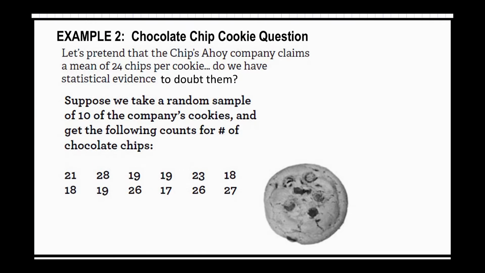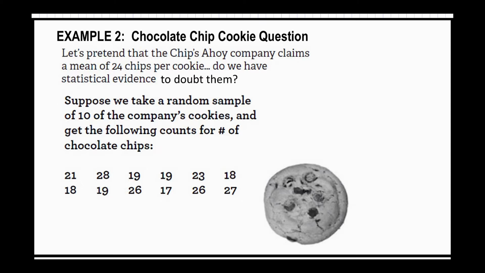Example number two, chocolate chip cookie question. Okay. So here we go. Let's pretend that the Chips Ahoy company claims a mean of 24 chips per cookie. Does that mean every single cookie they produced has 24? No. What does that mean? Exactly. For every one that goes above 24, there's an equal number of cookies that are below 24, right? So for every one cookie that goes 2 chips over, there's one cookie that goes 2 chips under. They kind of balance each other out.